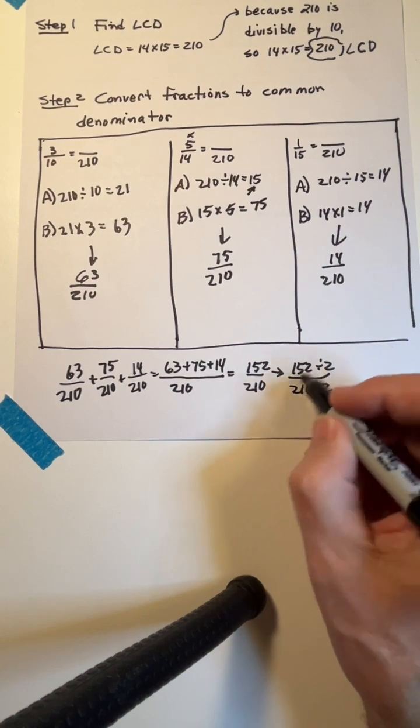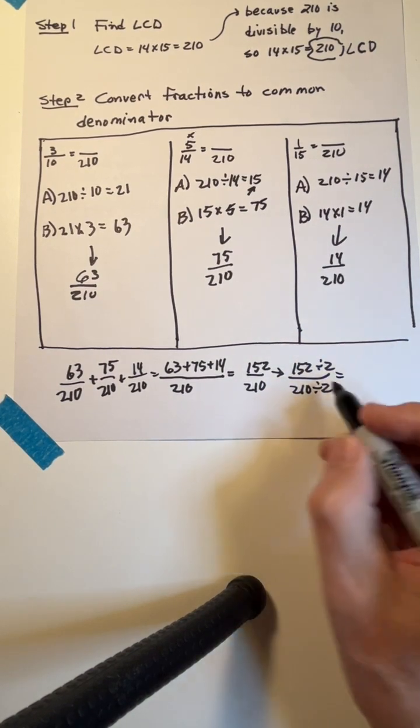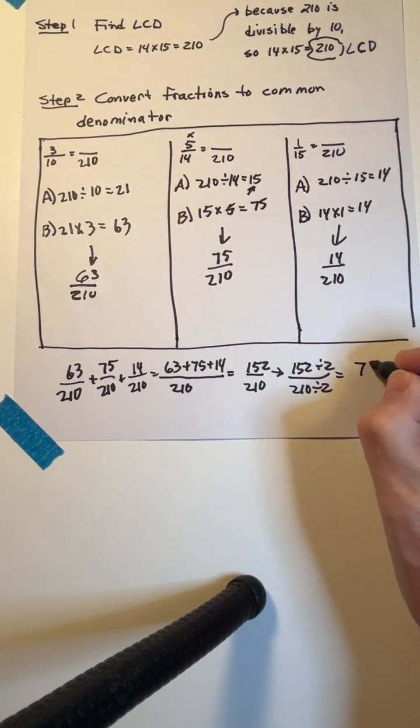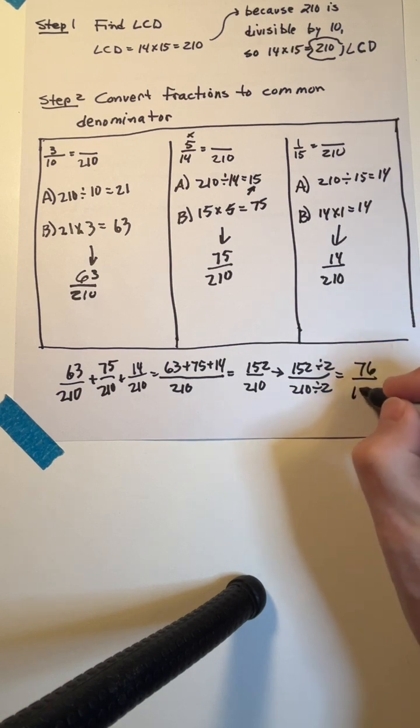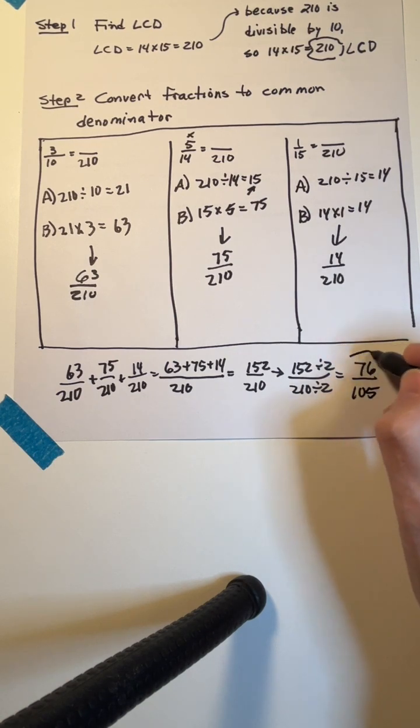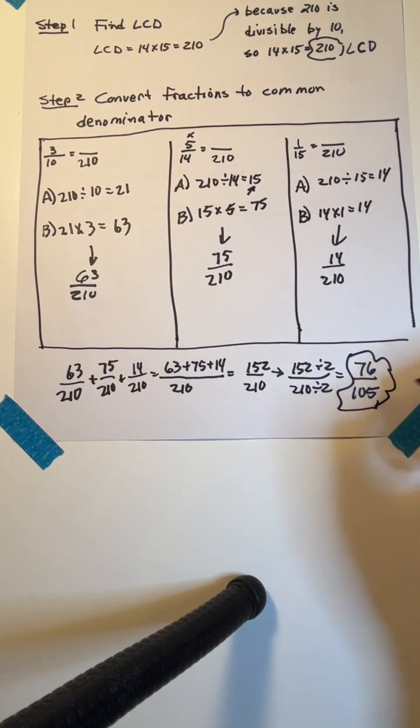And then this is a step you don't have to write, but I do to show every single thing that's going on. 76 over 105. Booyah, look at that. That's the answer.